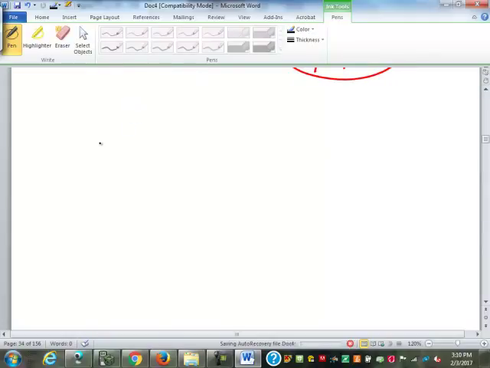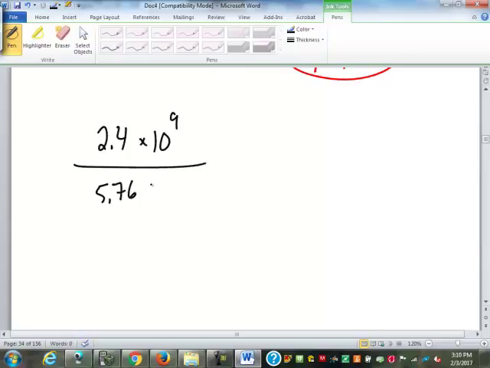Let's see here. We have 2.4 times 10 to the 9th divided by 5.76 times 10 to the negative 6th. What is 2.4 divided by 5.76? We'll go to 3 decimal places if it's longer than that. What'd you get?